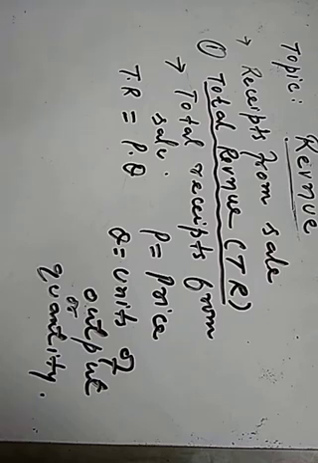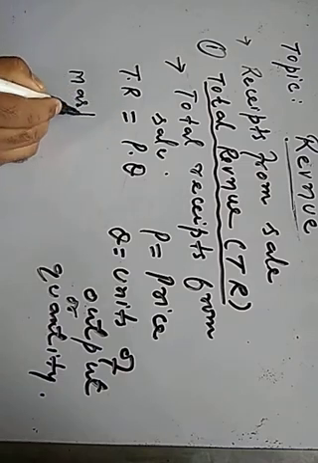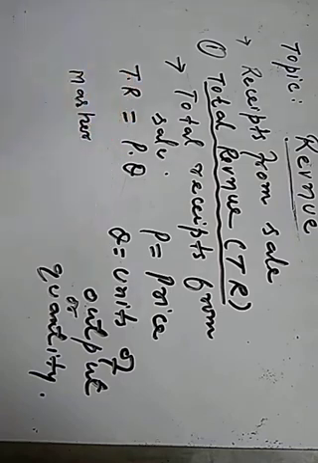For example, a producer is producing a marker. This is a marker which a producer has produced with the help of factors of production, inputs of production such as land, labor, capital, raw material, etc.